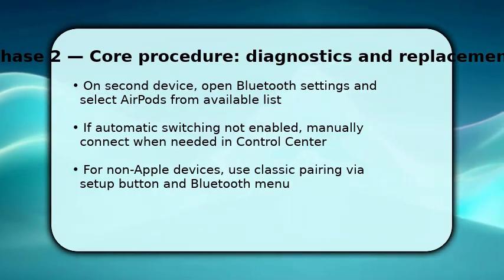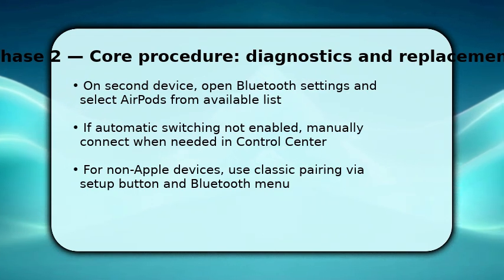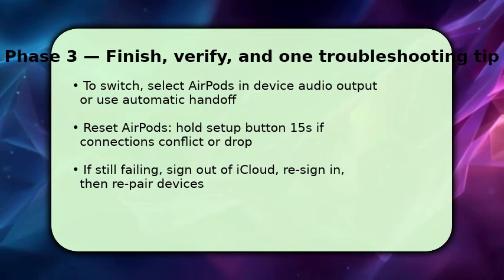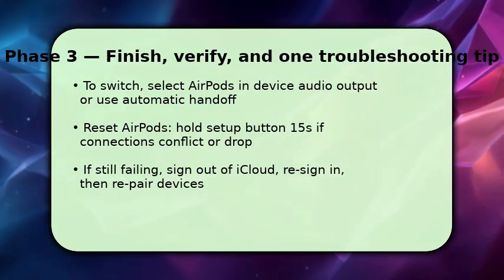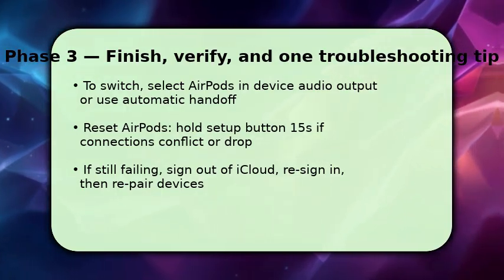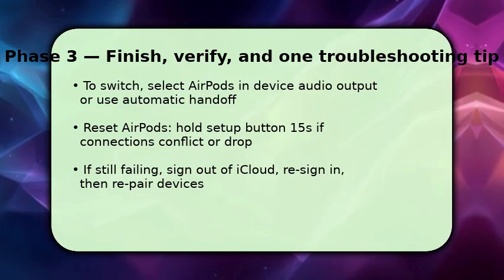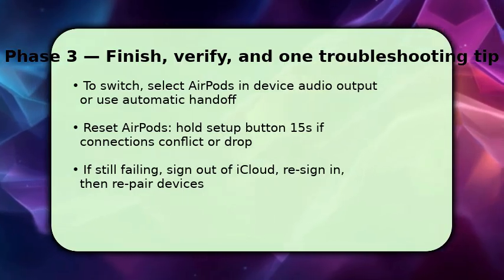After pairing, test audio playback on each device to confirm independent connectability. When you want to use the other device, choose your AirPods as the audio output in the device's Control Center or Bluetooth menu. If automatic switching is enabled, simply start audio on the other device and it should take over.